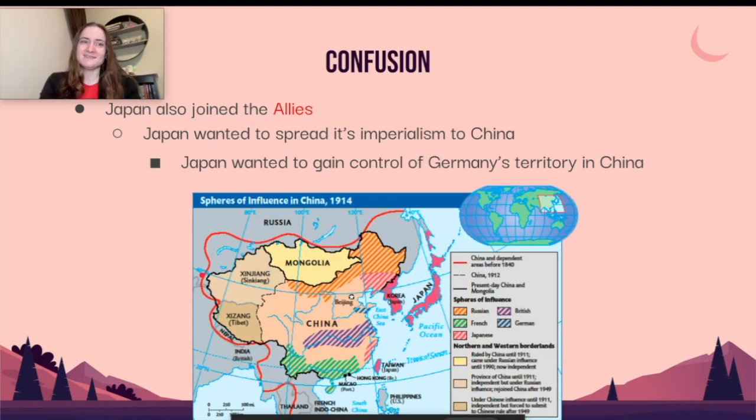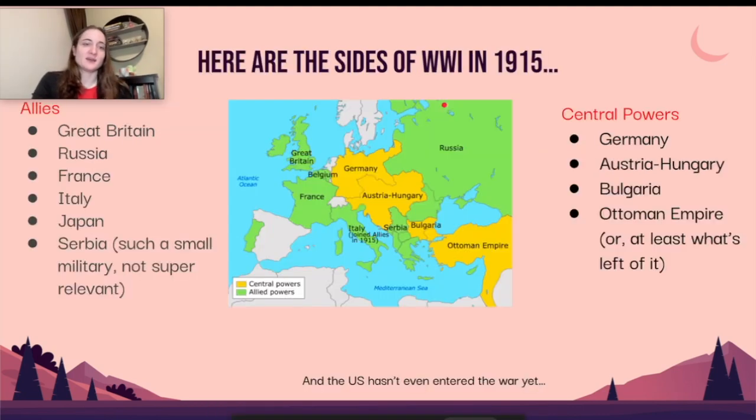To make it even more confusing, let's throw in an Asian country. So you're probably like, what the heck did Japan want to do with World War I? I will tell you. So Japan also wants to join the Allies. The reason for this is because Japan wants to spread their imperialism to China. Japan pretty much wants to take over China for themselves. So they're like, if I join the Allies and we defeat Germany, I'm just going to take over all of Germany's land in China. So that is exactly what Japan did when they joined the war, okay? They wanted to take control of Germany's territory in China.